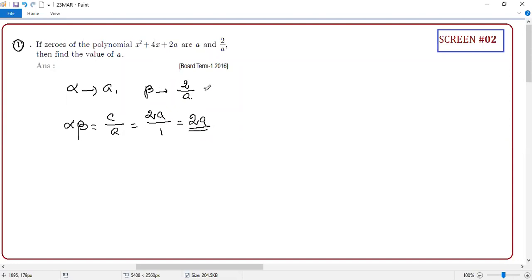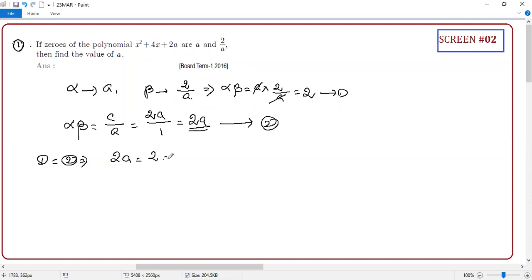But the actual value of the product of roots is what, student? If you multiply these two, a into 2 by a, what is the answer? 2. So what is your conclusion? One is through the actual zeros, the other is through the relationship, and we know that both are equal. So shall I say 2a equals 2, which implies a equals what? 1. Right? So in many places you will apply this relationship between zeros and coefficients.